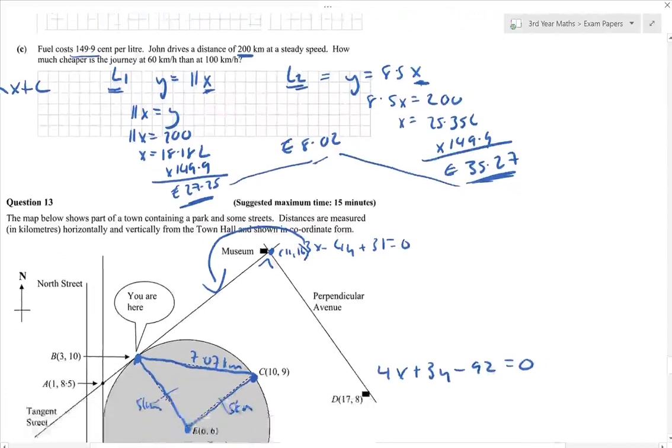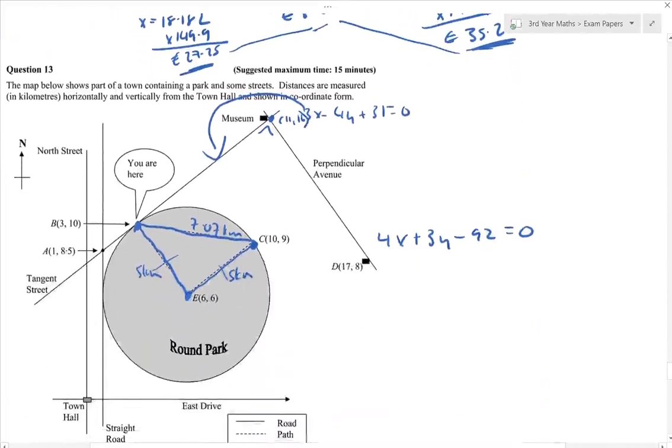Okay, the last question then is, John is at the town hall, and wants to get to the museum. Give one possible route he might take and calculate the distance. Okay, so he wants to get to the museum.